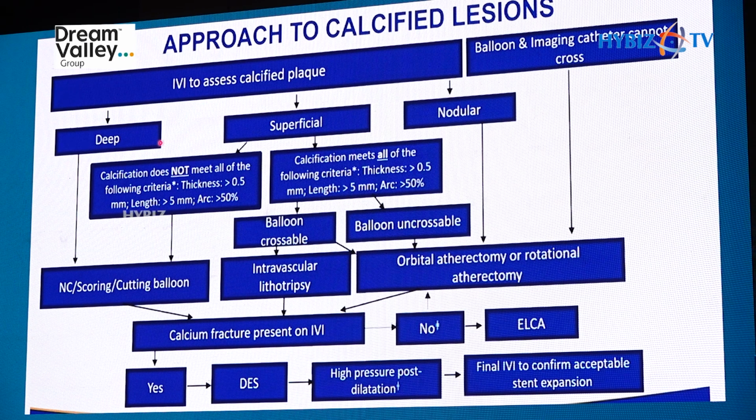Once the lesion is debulked and you think on imaging the calcium is cracked, then you can consider putting a DES, then do optimization with a high-pressure balloon, and the final imaging. This is the algorithm that is followed. Suppose calcium is not cracked on imaging, then you can try ALCA in that particular subset of patients. So this is how the algorithm currently exists, but there is no fixed guideline. It is still a research area.